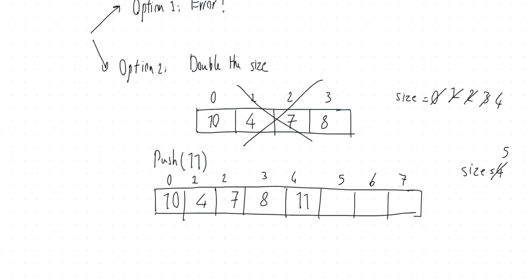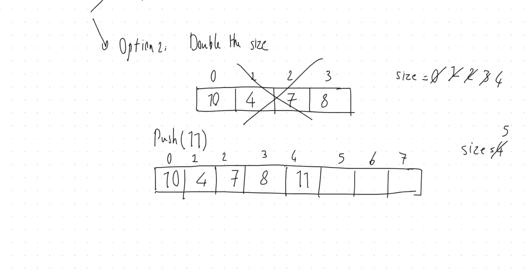But now capacity is not 4 anymore, capacity is 8, which means that I still have room for 3 more pushes. And then if I do 3 more pushes without any popping, and then do another push, then I have to double the size again and go with an array of size 16, copy everything, and so on and so on. So this is called doubling the array. And that's also a very common solution to this problem.